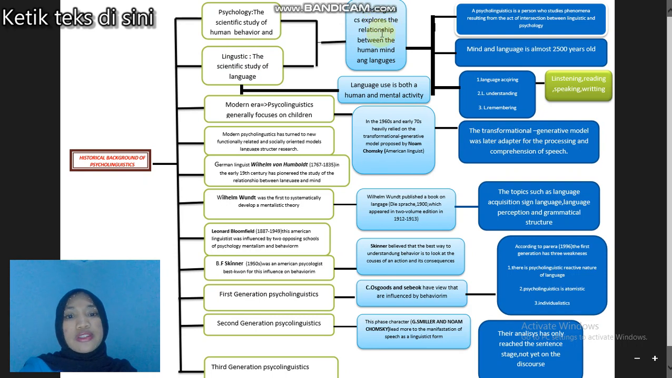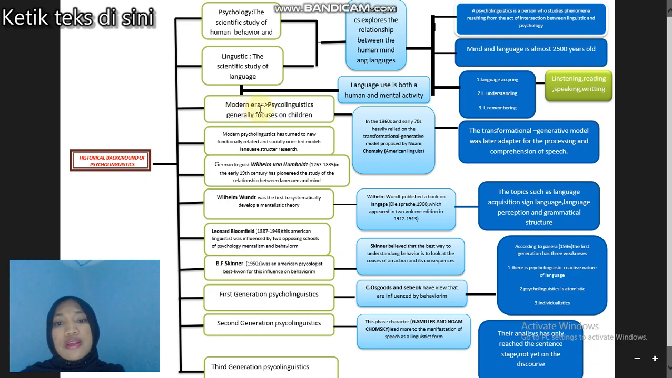Psycholinguistics explores the relationship between humans and language. A psycholinguist is a person who studies phenomena resulting from the interaction between linguistics and psychology. Mind and language have been studied for almost 2005 years. It is the study of psychological processes involving, first, language acquisition, second, understanding, and third, remembering, listening, reading, speaking, and writing. Language is both a human and a mental activity.